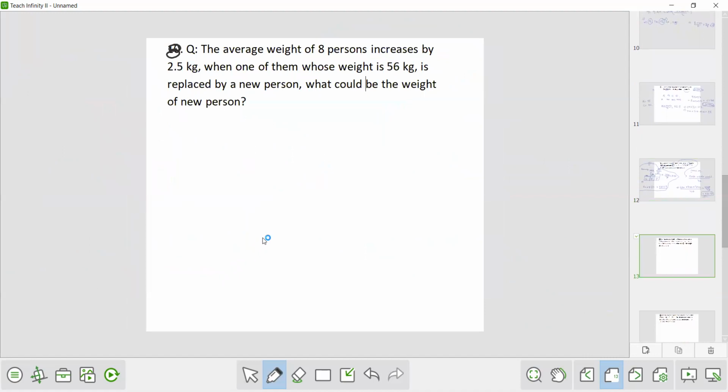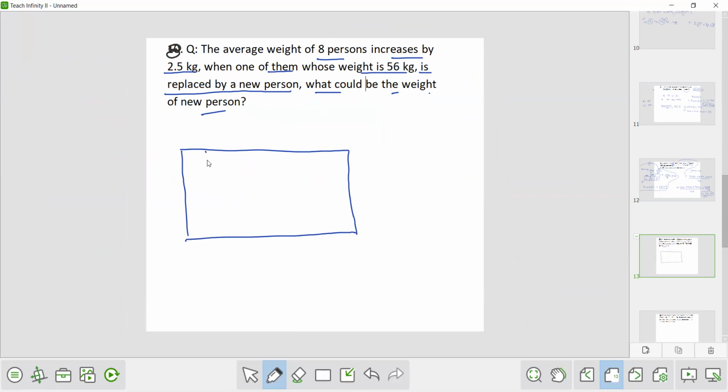Okay, the average weight of 8 persons increases by 2.5 kg when one of them, whose weight is 56 kg, is replaced by a new person. What could be the weight of the new person? Suppose there are 8 persons. Let's say the 8 persons are A, B, C, D, E, F, G, H.